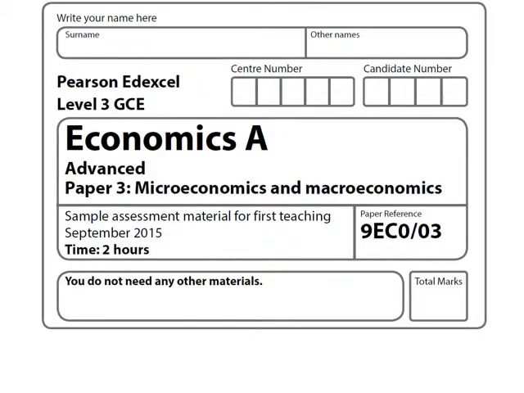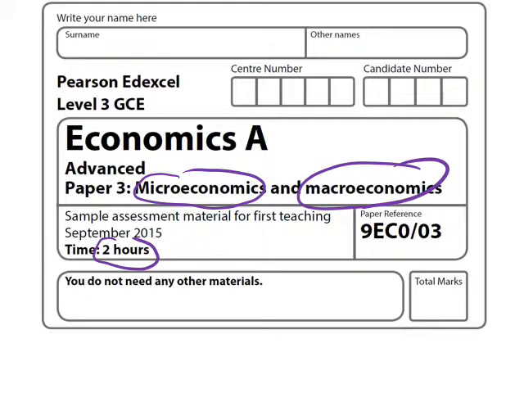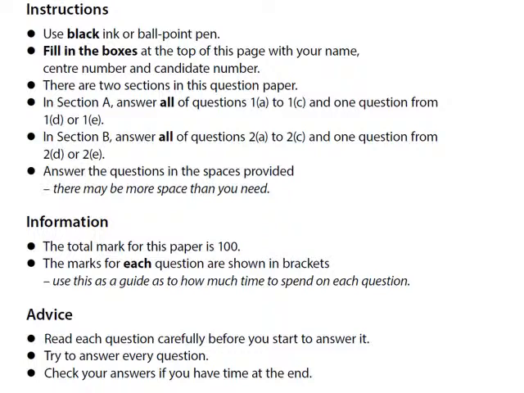So this is a run through of the sample assessment paper 3. This is the macro and microeconomics combined, a synoptic paper. 2 hours in total. In the exam you'd have written your surname up here, your name here, centre number, candidate number. The information that you might skip over but is important for all the exam papers. Black pens, bring lots of them.